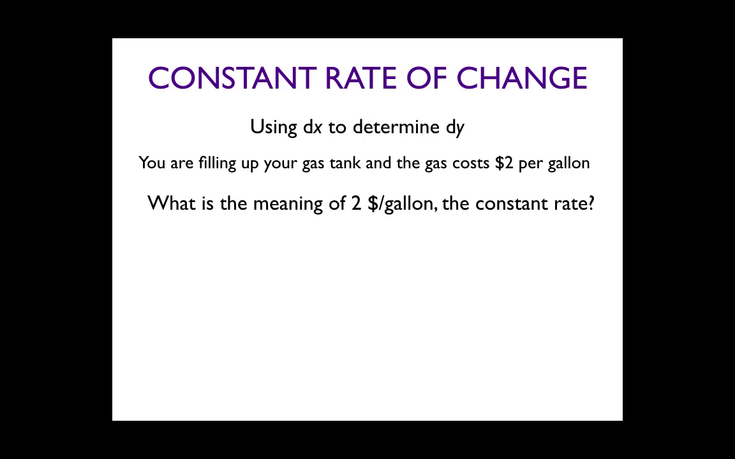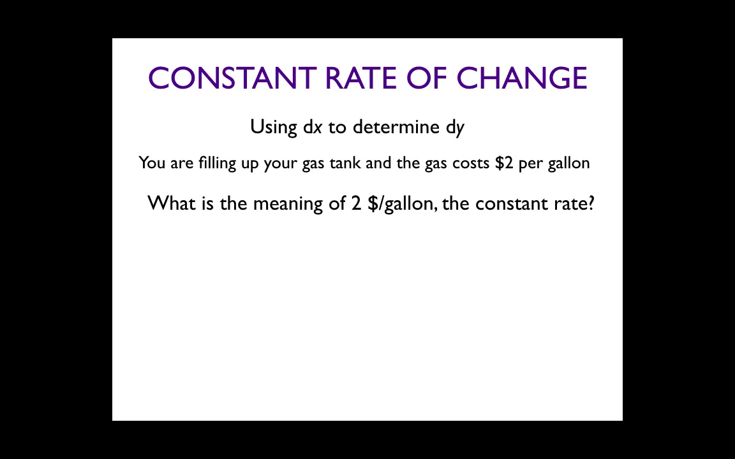So let's think about something that doesn't involve time and distance. You're filling up your gas tank and the gas costs $2 per gallon. Whether or not you really think of it this way, that is a rate. It's a rate of change if I'm changing what I'm purchasing here. So if I buy more gas, it costs me more money, right? It'd be nice if gas were $2 a gallon. It's not. But according to this, if I bought 1 gallon of gas, it'd be $2, 2 would be $4, 10 gallons would be $20.